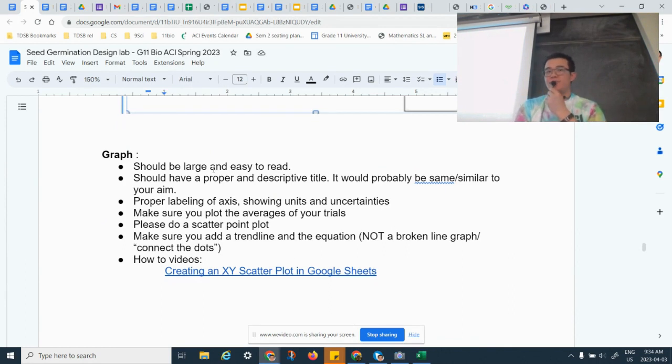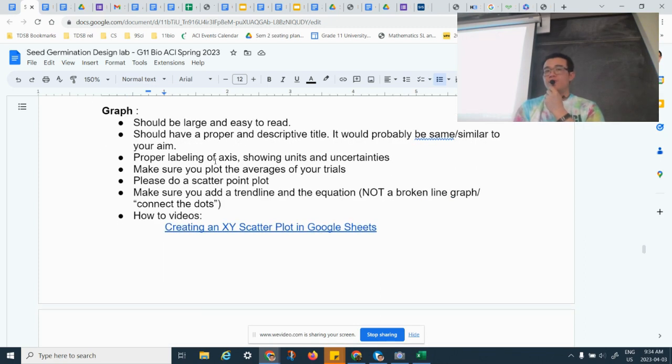Now, a couple of things about graphs. It should be large and easy to read, and have a proper and descriptive title. Okay? It should be very similar to your aim. You need to have labeled your axes, show the unit as well as uncertainty. Make sure you plot the averages.